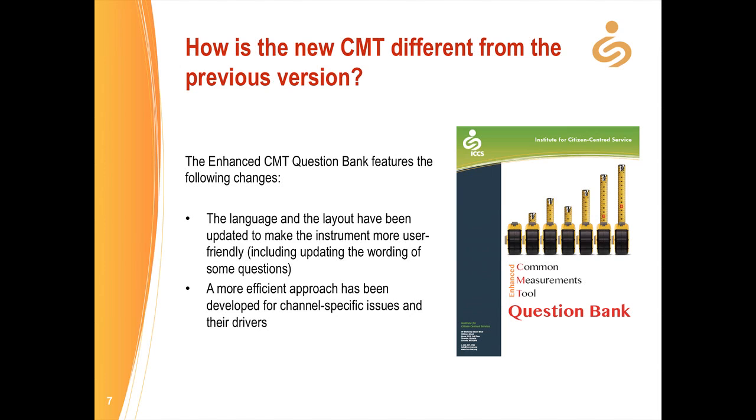The new CMT also introduces a more effective approach to capturing channel-specific issues and multi-channel experience. Where previously the question bank had a single access and facilities section, it now has two. One is designed for those users who want to obtain feedback relating to a single method of contact, such as telephone, internet, or counter services. The other section provides a technique for investigating multiple contact services.